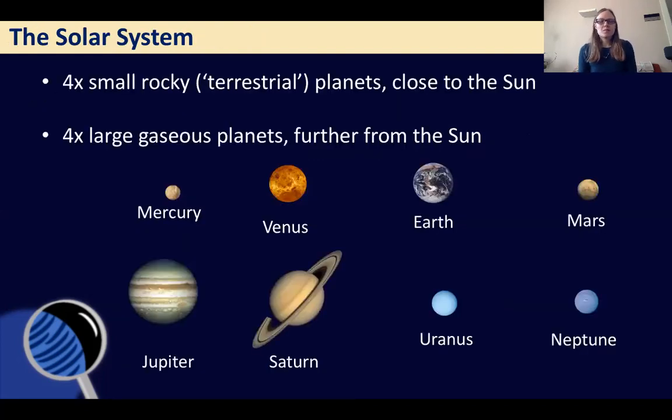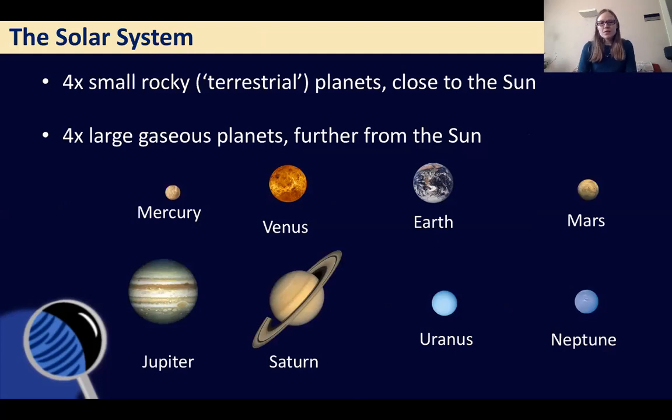Until the first exoplanet was discovered, this was all that we knew about planetary systems. We knew that there were 4 small rocky planets in our system that were relatively close to the Sun. We call those terrestrial planets, which just basically means they're fairly similar to the Earth. And then further out from the Sun, we have 4 large gaseous planets. And that was all we knew.